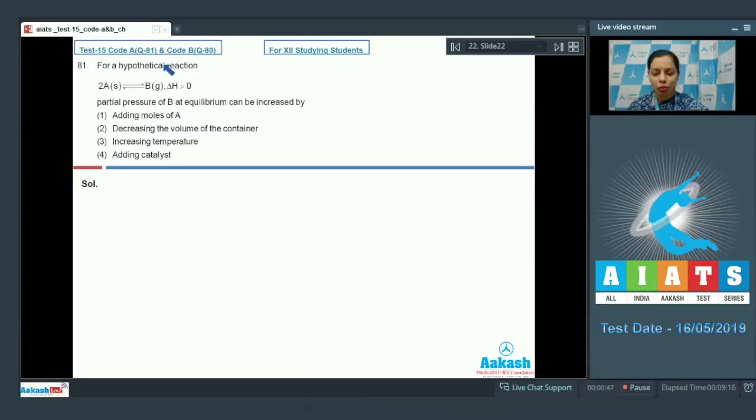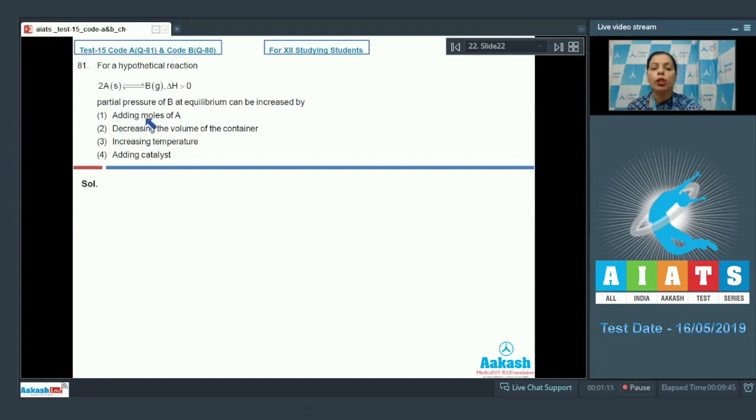Question number 81. For a hypothetical reaction, 2A in the solid state is getting changed into the product B in gaseous state, and delta H is more than 0. What does it mean? It means this is an endothermic reaction. Partial pressure of B at equilibrium can be increased by... It means you just want to increase the partial pressure of B at equilibrium.